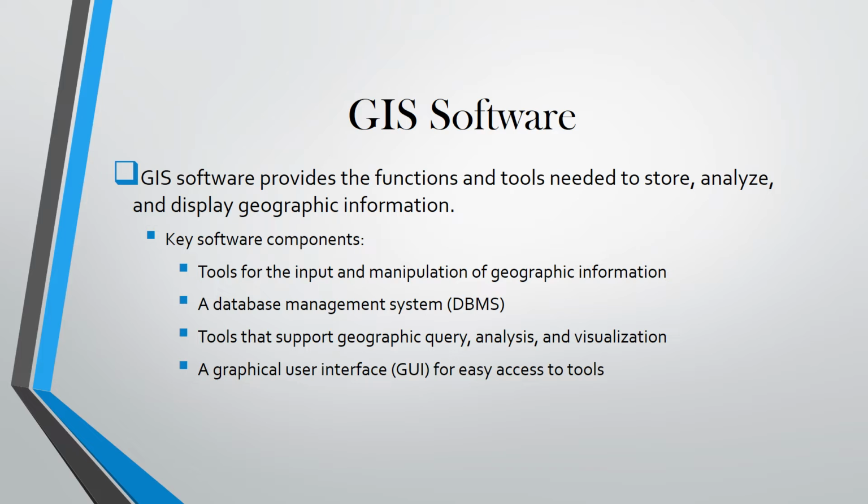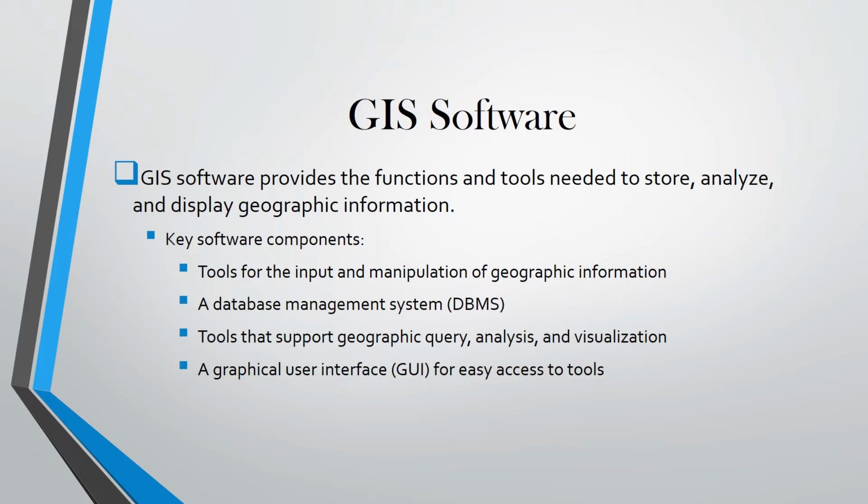Geographic information systems would not be possible without the software. So let's see exactly what the software does. It provides the functions and tools needed to store, analyze, and display geographic information. And this is done through key software components: tools for the input and manipulation of geographic information, a database management system, tools that support geographic query, analysis, and visualization, and a GUI for easy access to tools.